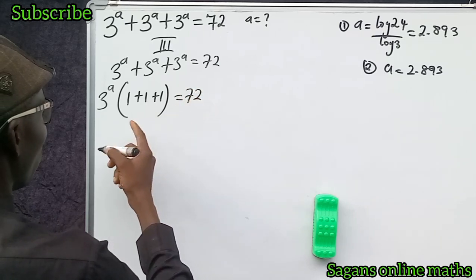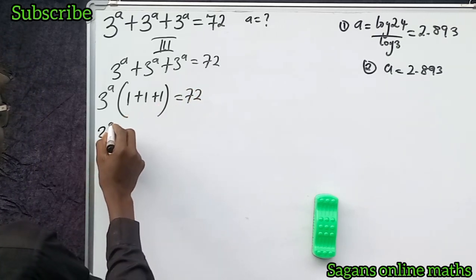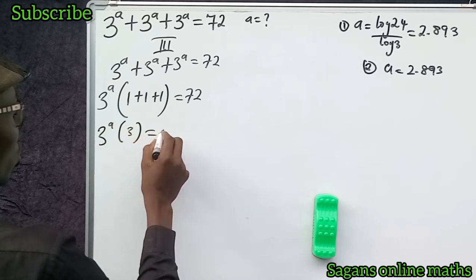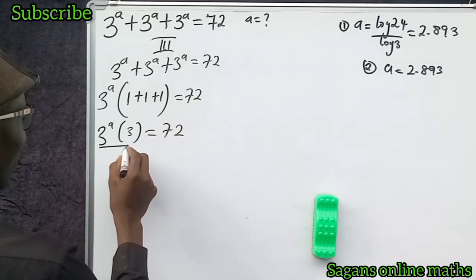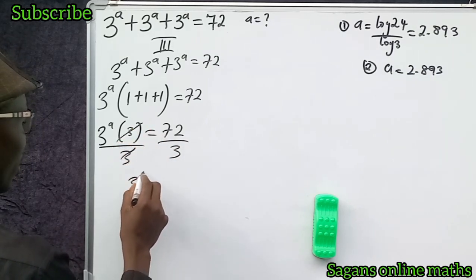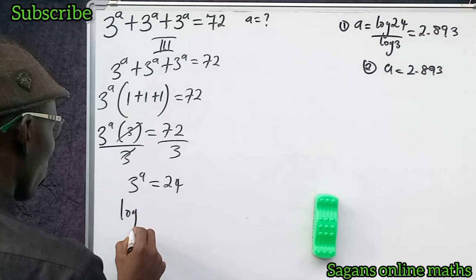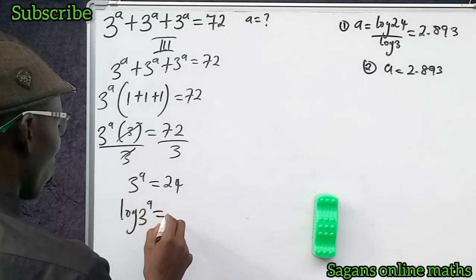All this equals 72. 1 plus 1 is 2. 2 plus 1 is 3. So this is 3 to the power of a into 3 is equal to 72. Let's divide both sides by 3. Divide here by 3. 3 goes out. So 3 to the power of a is equal to 24. Taking log of both sides because we are looking for a, right?